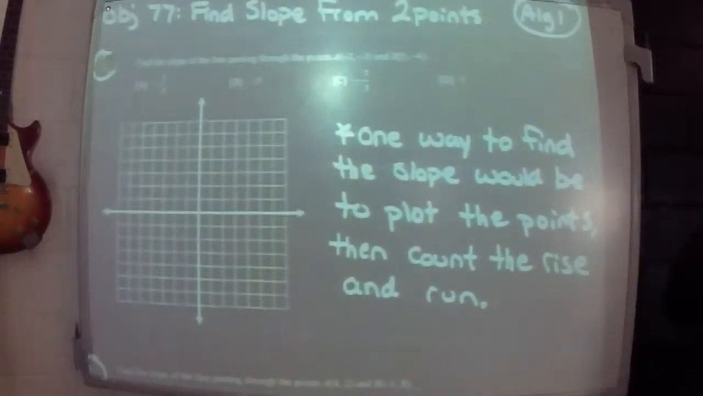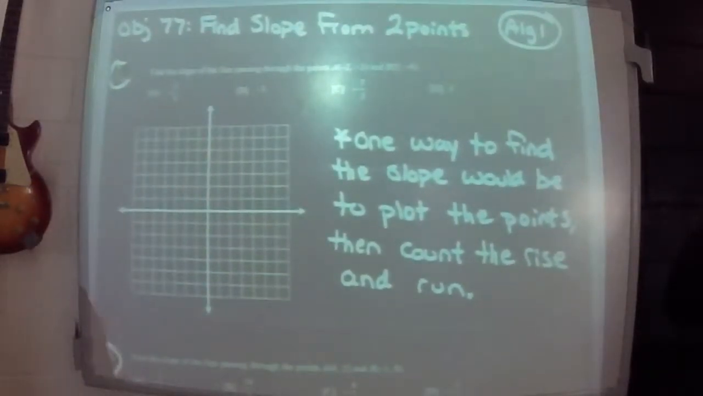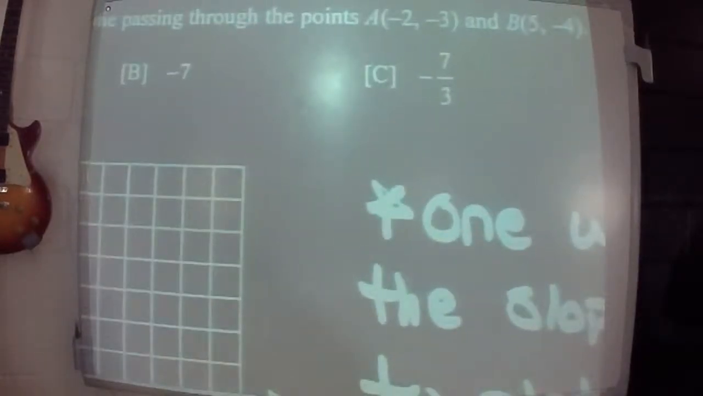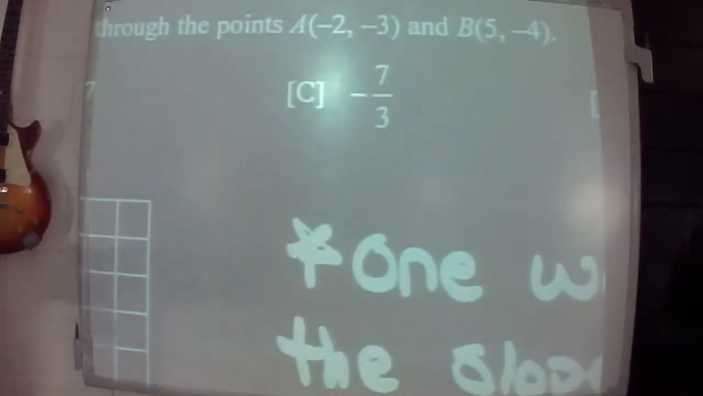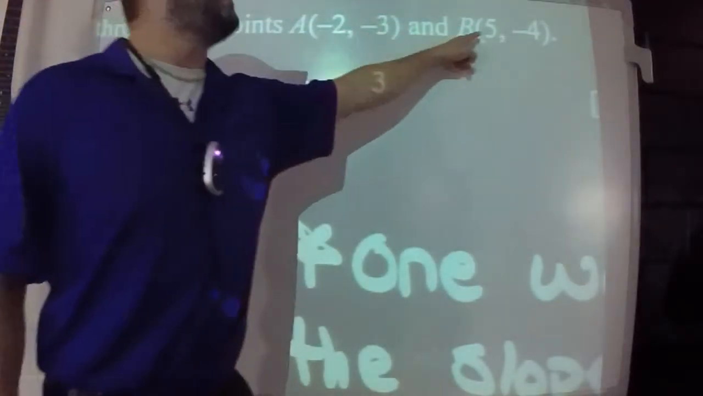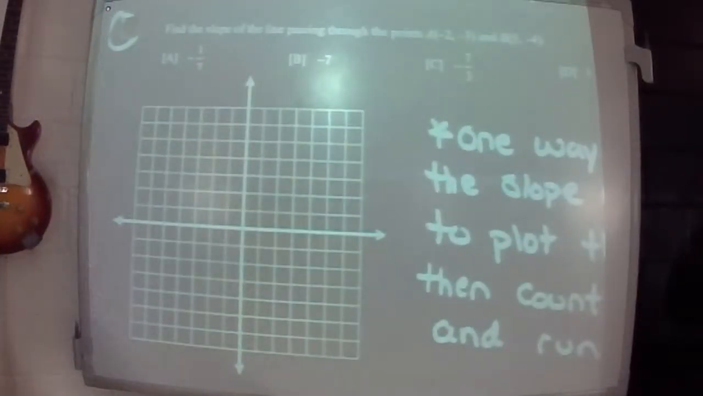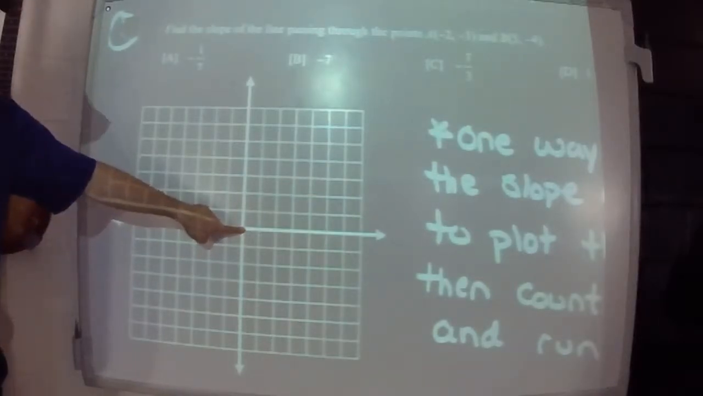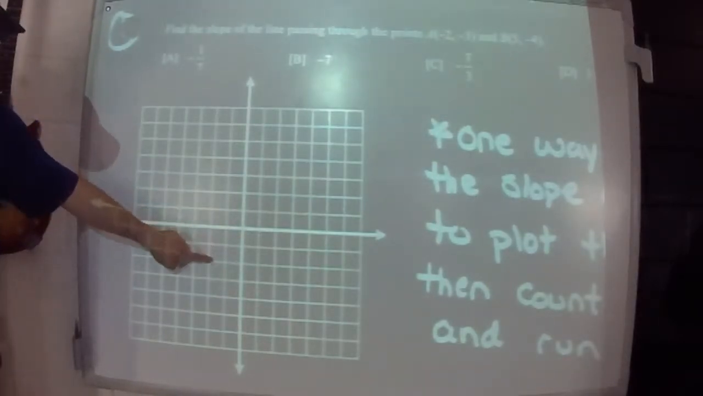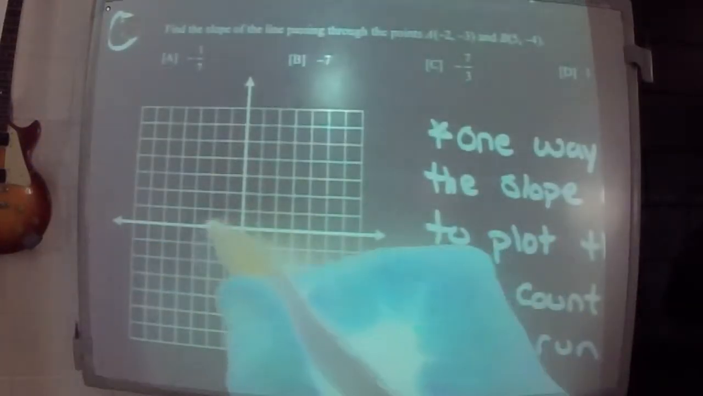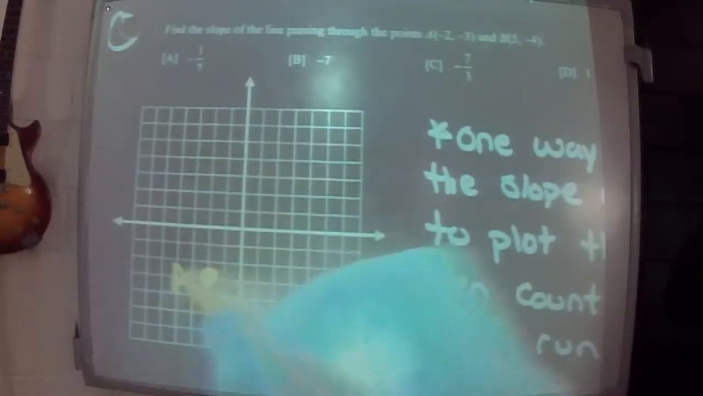All right, on this particular objective, 77, you're going to have 2 points and be asked to find the slope. This first time, let's plot these points and look at it. What's the slope between -2, -3 and 5, -4? First, plot -2, -3. Starting at the origin, go left 2 and down 3. Put a dot there and call it A.